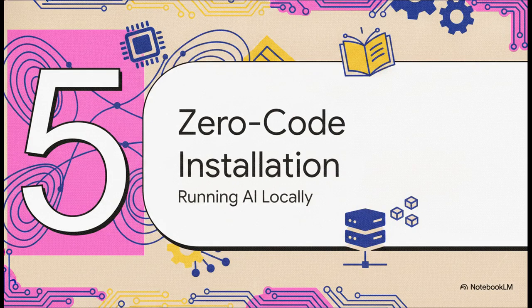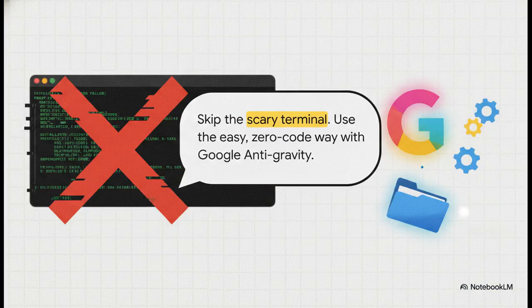Okay, on to Section 5, the zero-code installation guide. Now, I know the words installing local AI usually sound like a total nightmare, but you absolutely do not need to be a developer for this. We are completely ignoring that scary developer terminal. Instead, we are going to use an AI assistant called Google Anti-Gravity to literally do all the heavy lifting for us. It's incredibly easy.